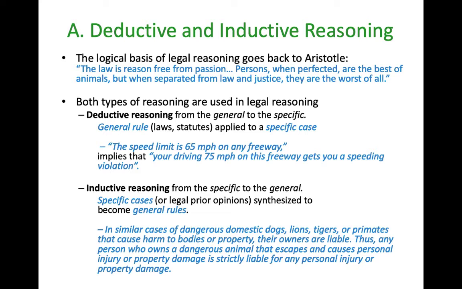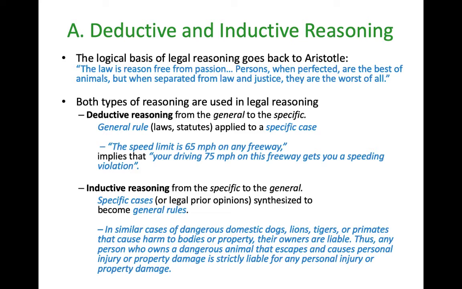Deductive reasoning, for instance, occurs when we move from general rules to specific cases. For example, the speed limit is 65 miles per hour on any freeway. This implies that your driving 75 miles per hour on the freeway gets you a speeding violation. It's not a matter of safety here. That's going to be a moral issue. It's a matter of whether you are violating the rules.